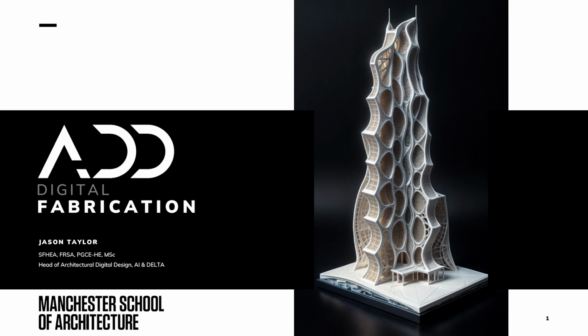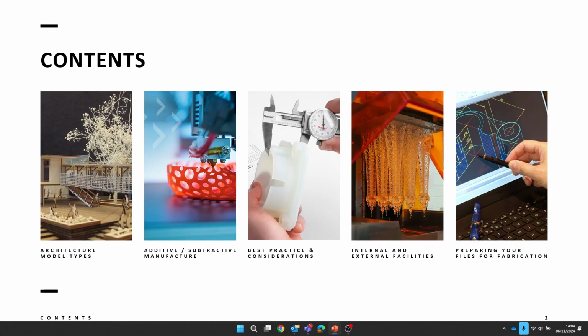So, first thing I'm going to look at, well, there's a few things we'll talk through today. So there's a few contents here. We're going to look at types of architectural model. We're going to look at additive and subtractive manufacture, look at some best practice and considerations, internal and external facilities that you have access to, some of which are free, some of which are not. And then, again, we'll move into the live exercise straight after, how to prepare your files for 3D print, laser cut, CNC.